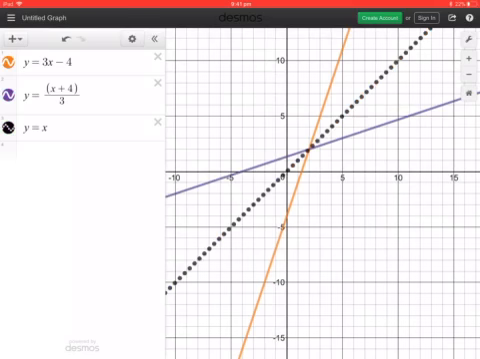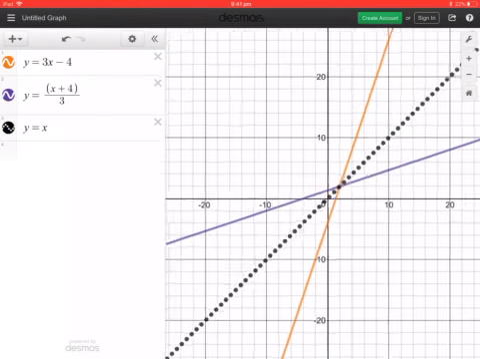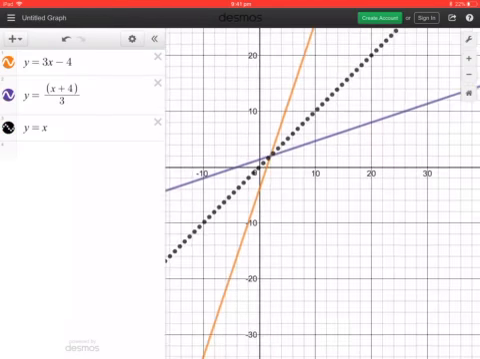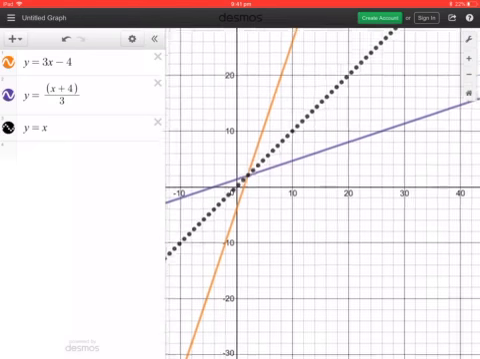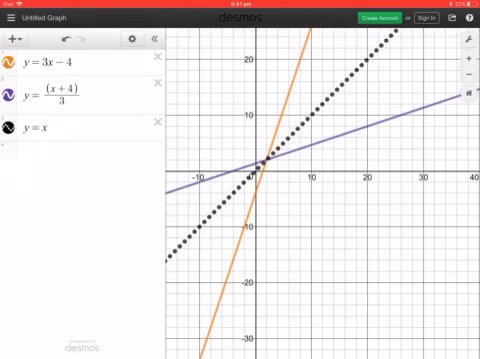Now, what's the relationship? Well, if I put in my dotted line of y equals x, you can see quite clearly that they are reflections of each other. If you put a mirror up along the dotted line, you would see that that's, in fact, exactly the reflection. The purple and the yellow reflect each other.